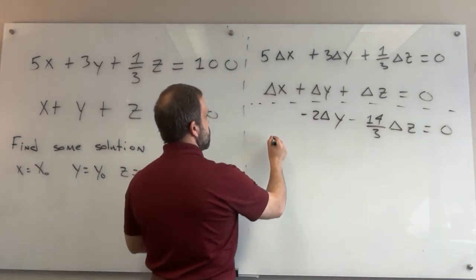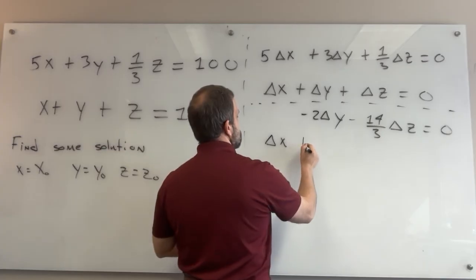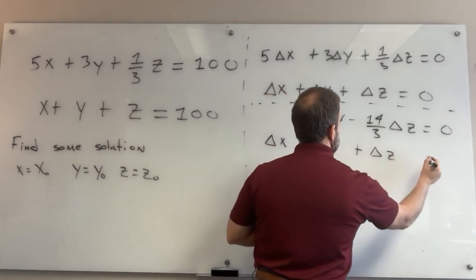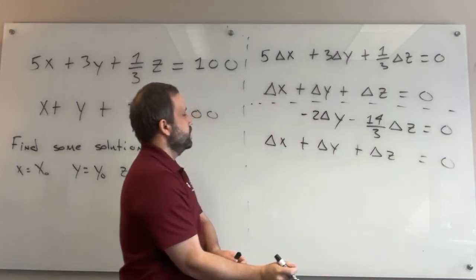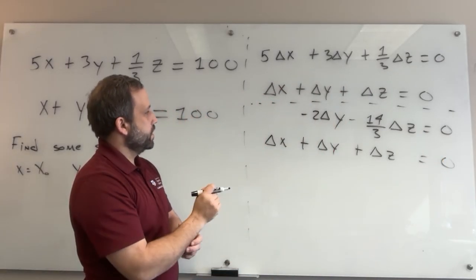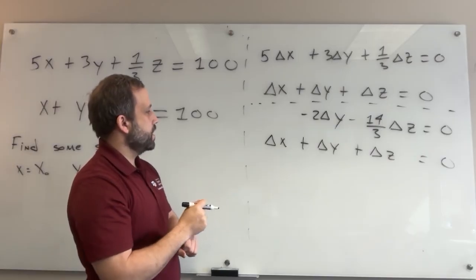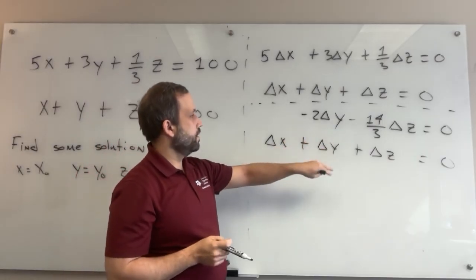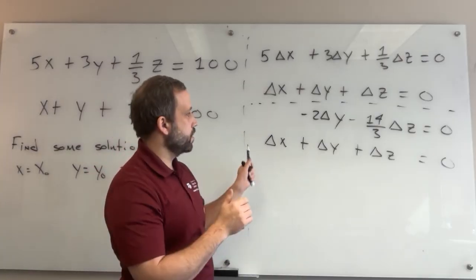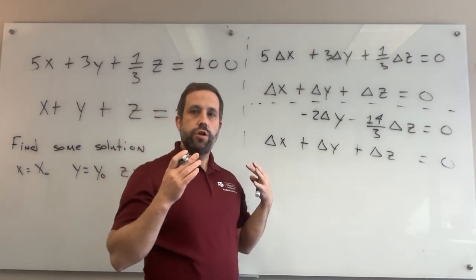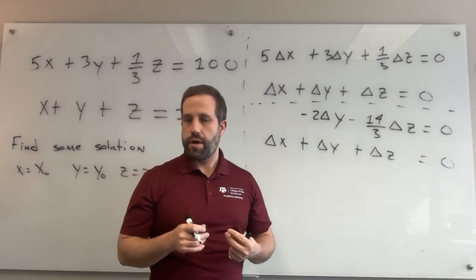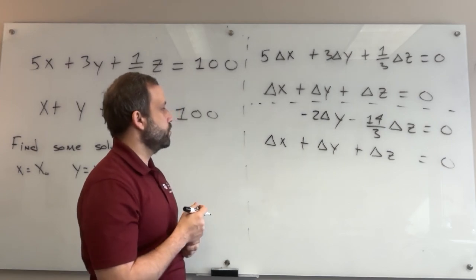Okay, and then we've got delta x plus delta y plus delta z is equal to 0. Now, there's going to be a free variable here because, just like before, there are 2 equations and 3 unknowns. So it's up to you what you want to do from here.